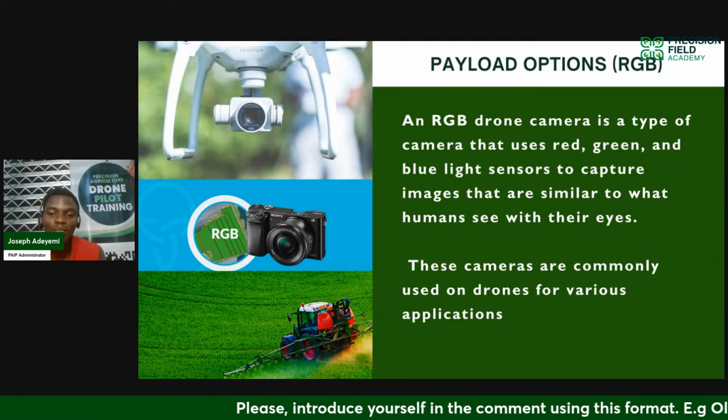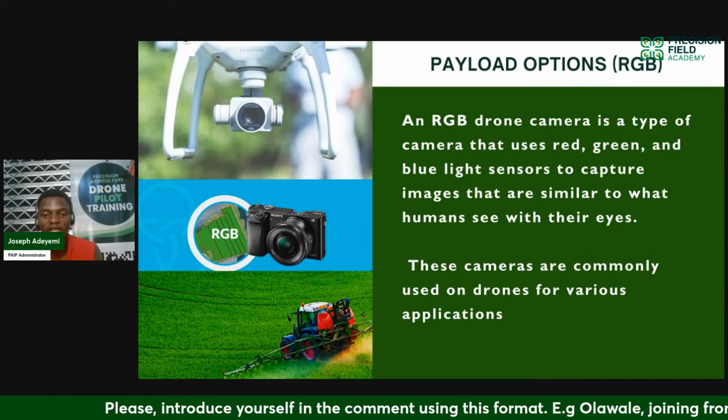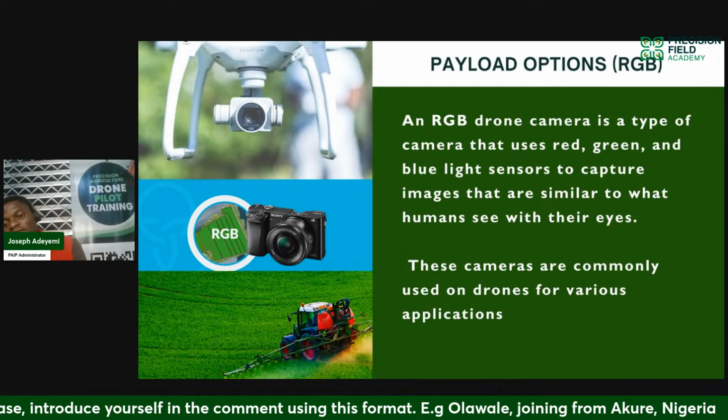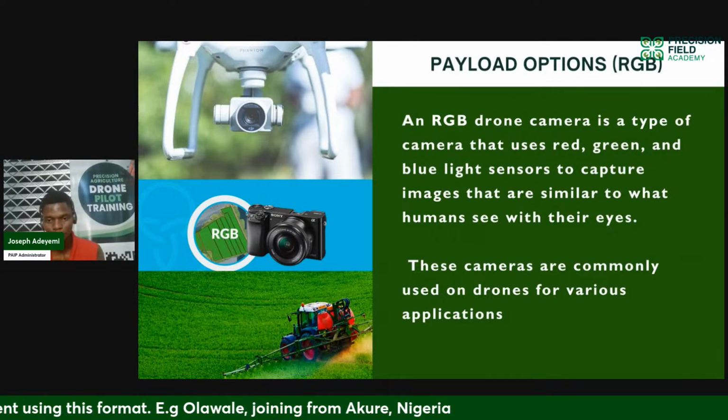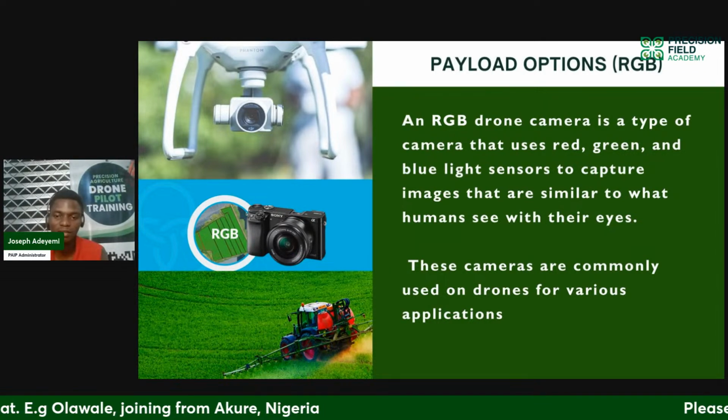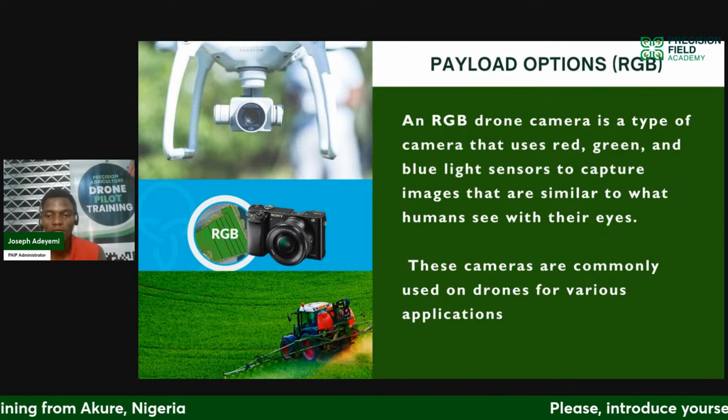So the picture below here, you're going to see a tractor working on the field. An RGB drone was actually used to capture this picture while the drone sprayer was working on the farm.